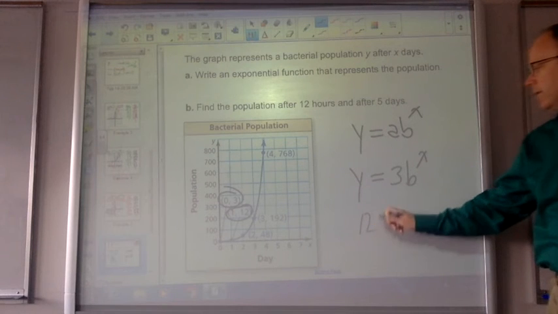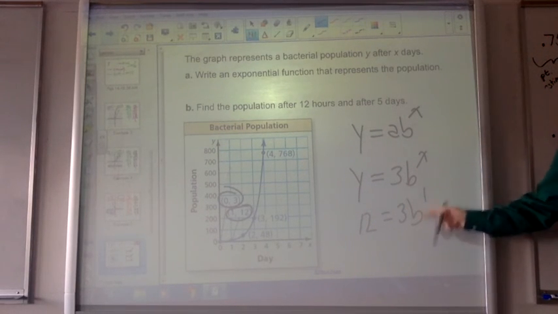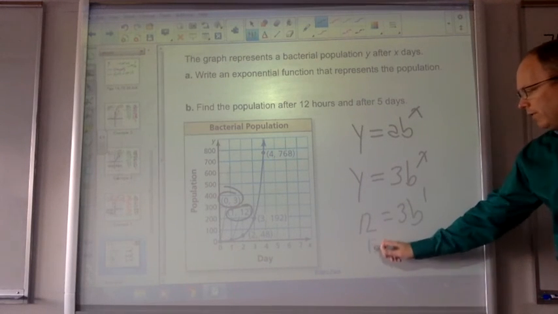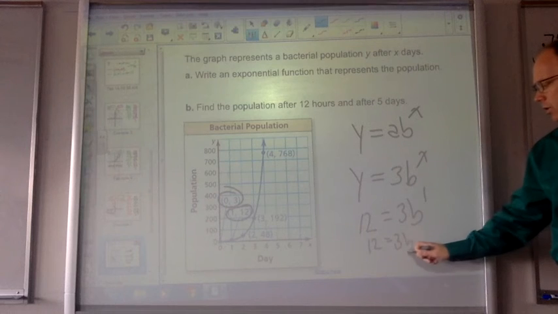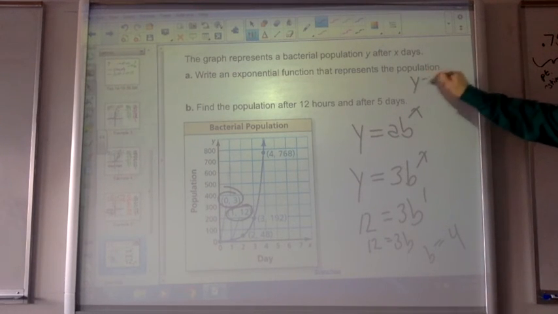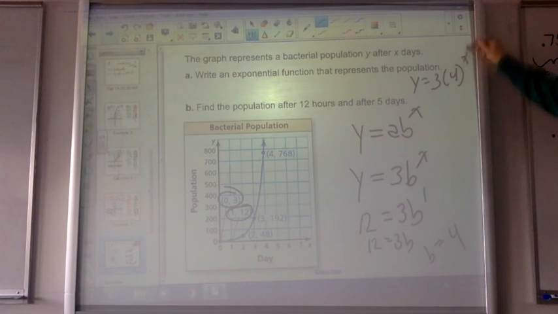Watch this, ready? What's b to the first? b. 12 equals 3b, yes? What's b equal to? 4. So my equation is y equals 3 times 4 raised to the x power.